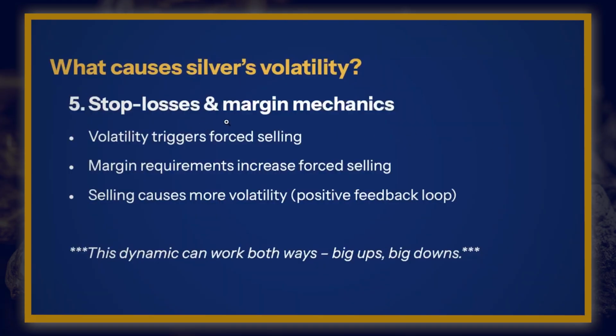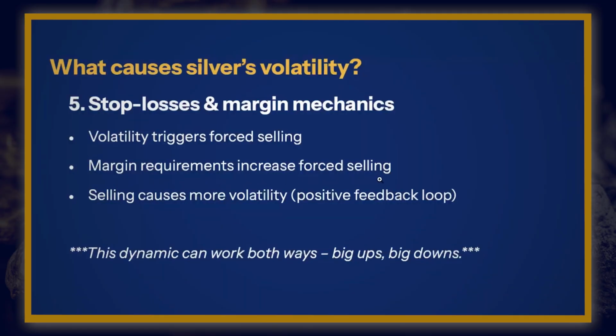Number 5, stop losses and margin mechanics. Volatility triggers forced selling. If the price moves high or low to a certain level, certain participants are going to have to sell in order to maintain margin requirements or to manage their risk. Margin requirements increase forced selling. As the CME raises their margin requirements, investors have to put up more dollars to cover that percentage, or they have to sell some of their silver so that their position isn't so extended. Those margin increases increase the amount of forced selling, and then we get a cascading snowball effect. This is an example of volatility creating more volatility.